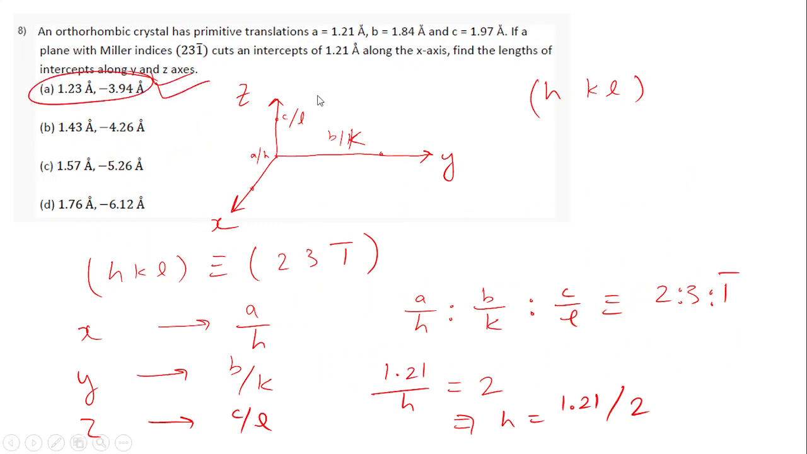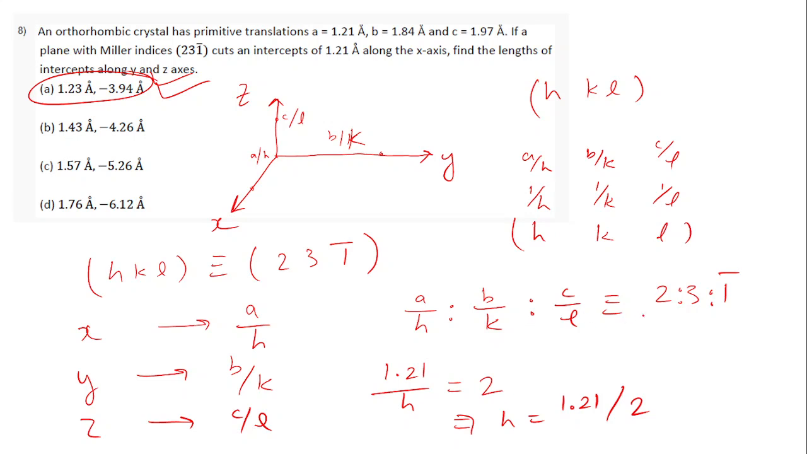Yeah, so I mean, this is clear. The intercepts are A by H, B by K, C by L. And if you want to know how, when we want to find out Miller index, we take the intercepts and then we drop these A, B, C. We only take the numbers, and then we take the reciprocal, right? And this is how we get Miller index. So we have to do the reverse.